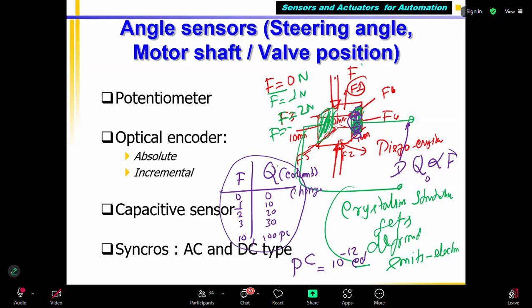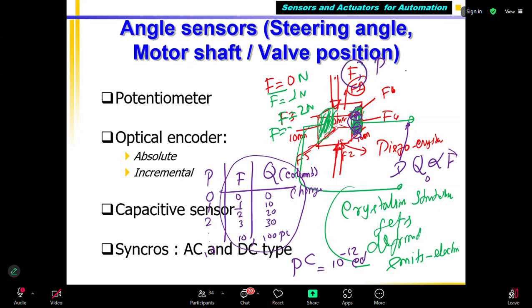Instead of force, I can apply pressure also. Correct? I can apply force or pressure. So if I apply pressure P equal to 0 bar, 1 bar, 2 bar, 3 bar, 10 bar, I get charge in picocoulombs. So I can measure force or pressure using a piezoelectric crystal. The charge is proportional to this. Once I calibrate, now I am applying an unknown force.